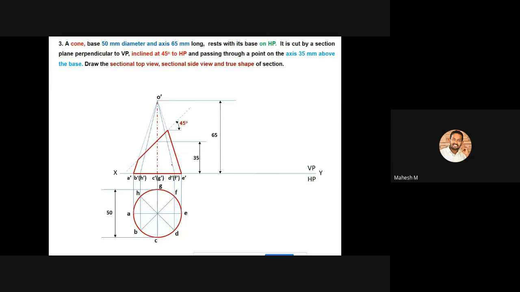You have to create the sectional top view. That means you have to project all the cutting points towards the top view. So எங்கெங்கெல்லாம் cutting edges இருக்கு? So here it is the first cutting edge. It is available at O dash and A dash, and here we are having two cutting edges.